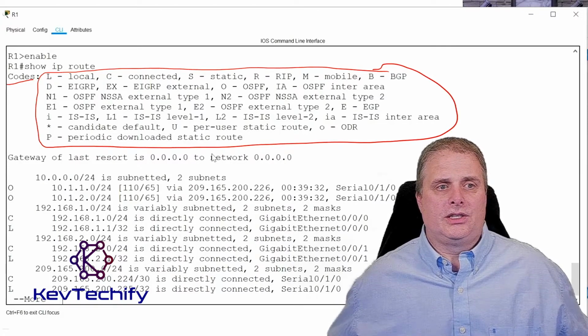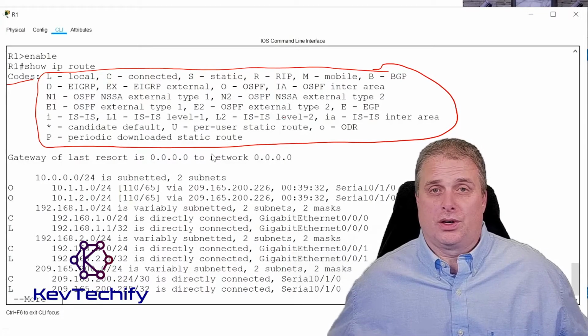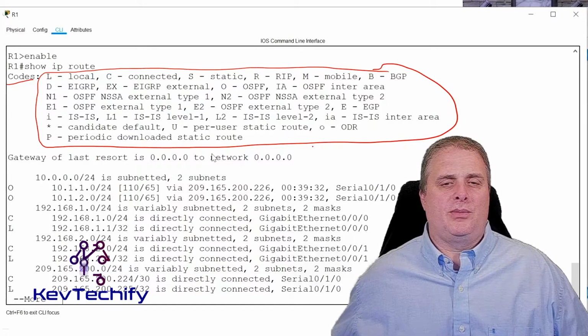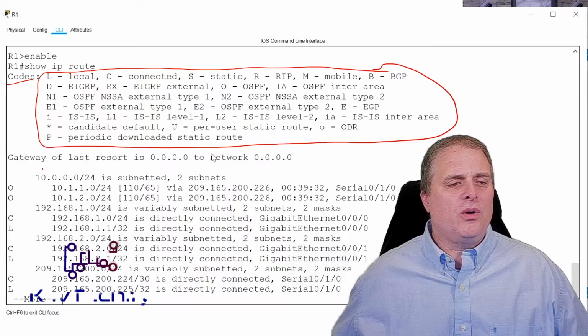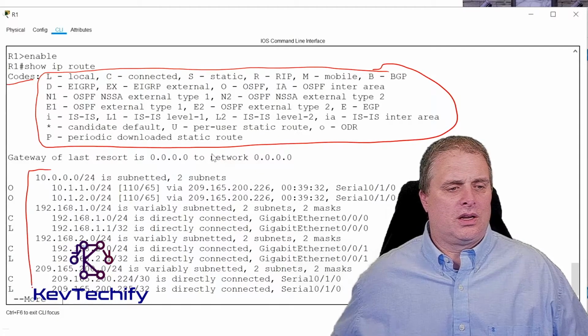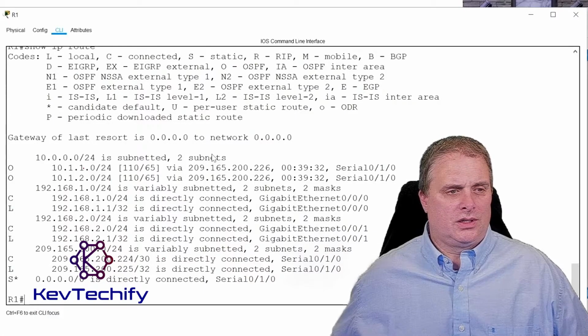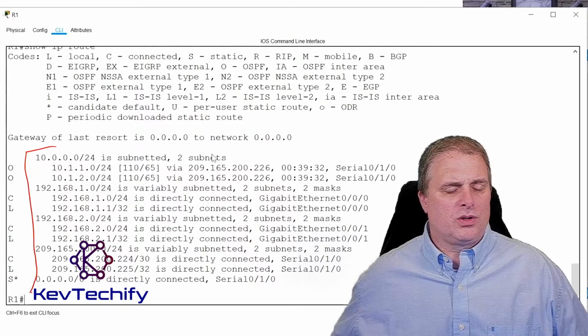This here is known as the route source. Underneath the route source here, these are the routing table entries. These are all the networks that my router knows about. So these are all the networks my router knows about right here.